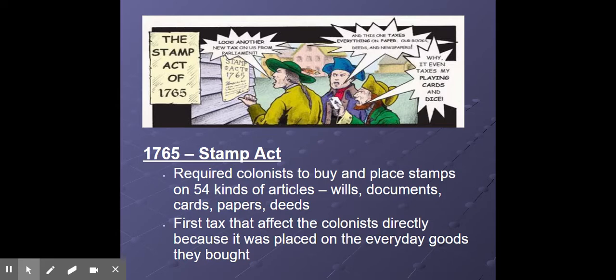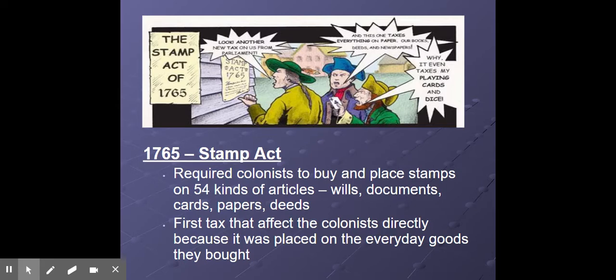Now, this is a big deal. This is the first tax that affects the colonists directly, okay, because it places it on everyday goods that they buy. Now, here's the thing, okay, if you didn't want to buy sugar or wine or cloth or coffee, if you didn't want to pay that Sugar Act, that sugar tax, you could just avoid those goods, okay? It's going to be hard to not purchase paper. Right? Everything is on paper. I mean, newspapers, anything is going to be on paper. You can't escape this tax.